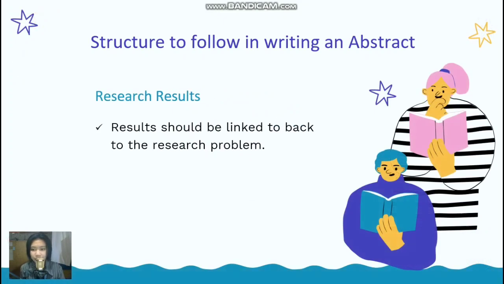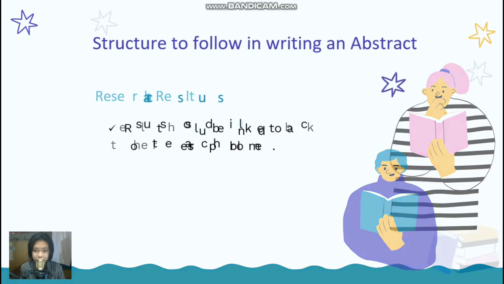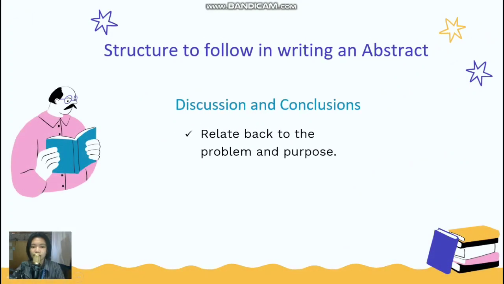Next is research results. In research results, it actually contains the outcome. Is the outcome as expected or unexpected? And the results should be linked back to the research problem. Discussion and conclusions relate back to the problem and purpose. In this section, we need to answer the initial question of the research problem as well as the meaning of the results in the context of the problem.